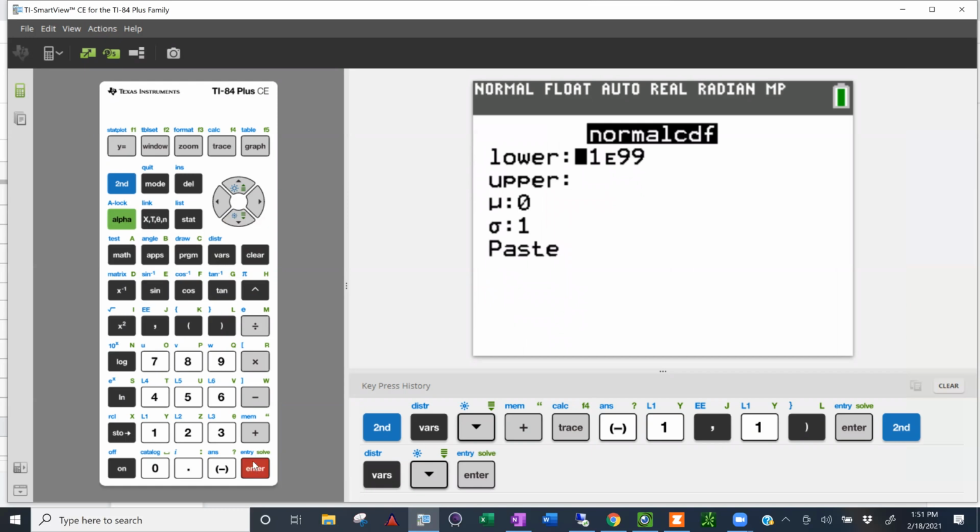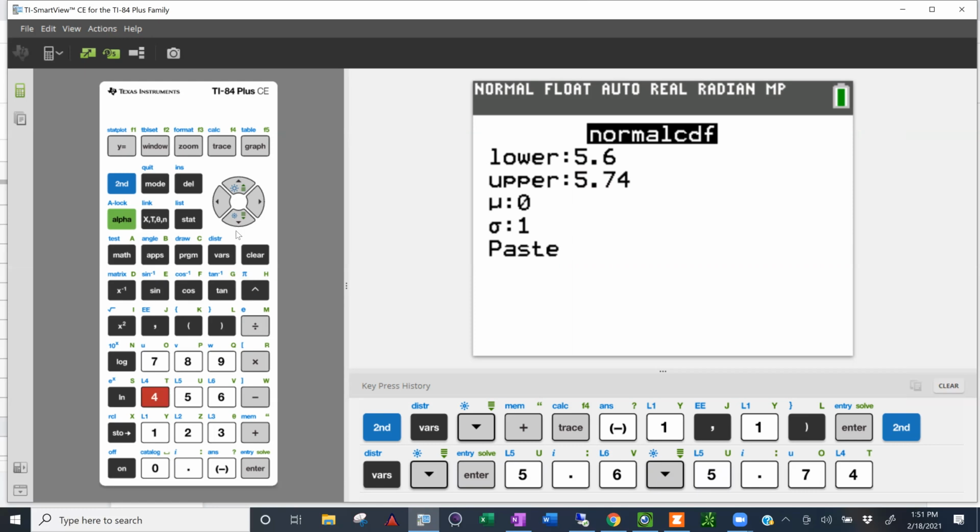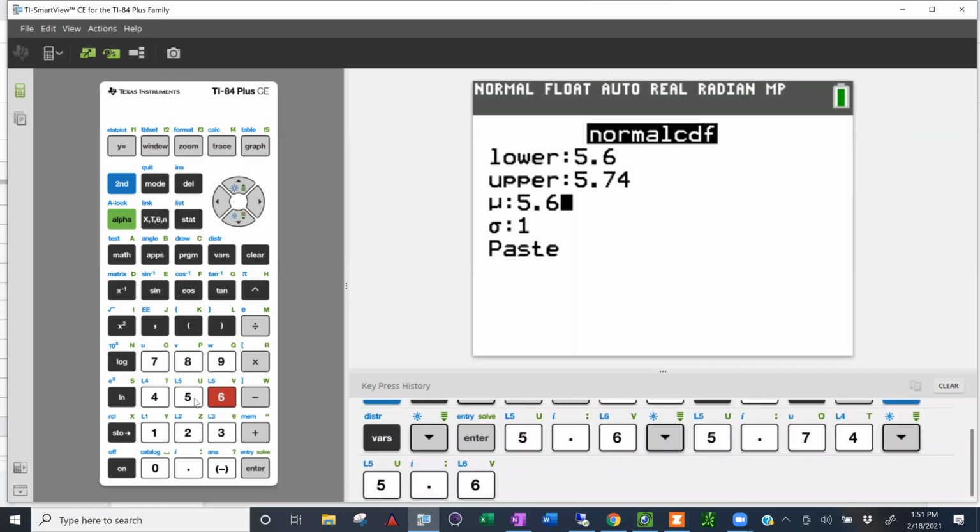So the lower value that I want is 5.6, or you can type in 5.60. Then the upper value is 5.74. Then we're going to type in the mean and standard deviation. Mean is 5.67. Standard deviation is 0.06. Then paste that in.